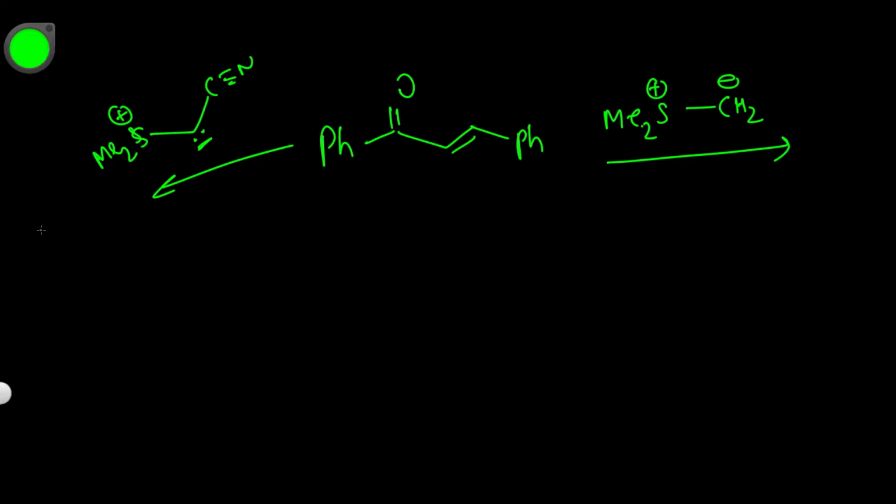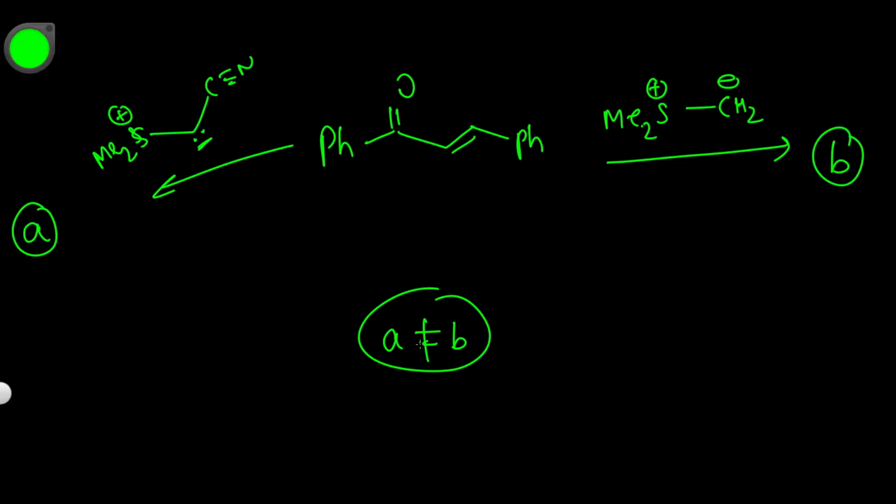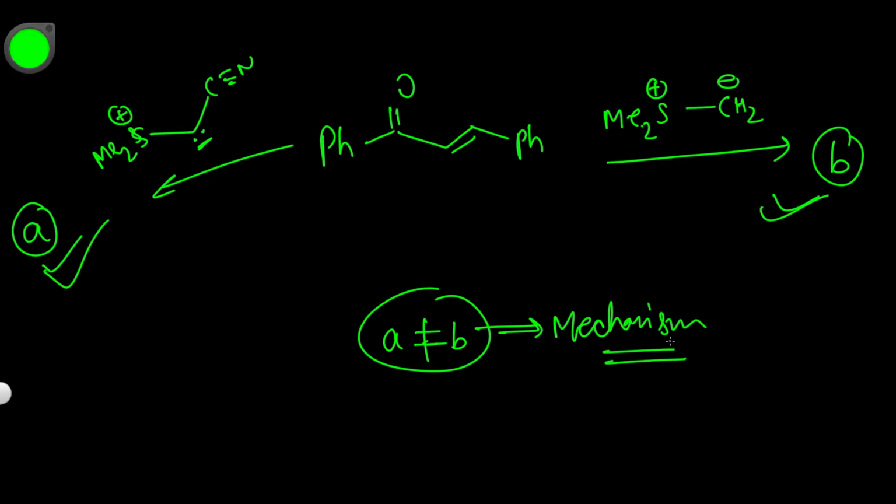So suppose we got a product A here and a product B here. Now I am telling you A is not equal to B. A is not equal to B. I will tell you why. I mean to say, the mechanism will not be the same for A and B, for this pathway and for this pathway. So there is a concept I am telling you. Let's see.